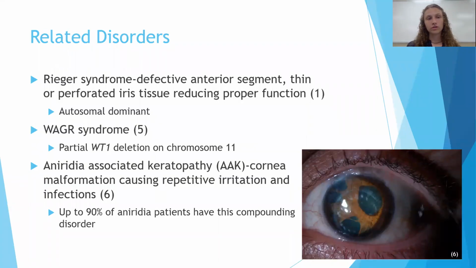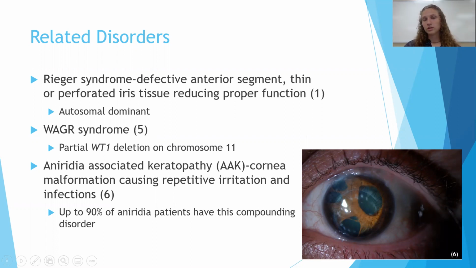Notable disorders that are associated are Wagner syndrome, Wagner syndrome, and aniridia-associated keratopathy. Wagner syndrome is a defective anterior segment, which is the cornea to the lens, and this is thin or perforated iris tissue, reducing its proper function. And this is inherited in an autosomal dominant pattern, just like aniridia.